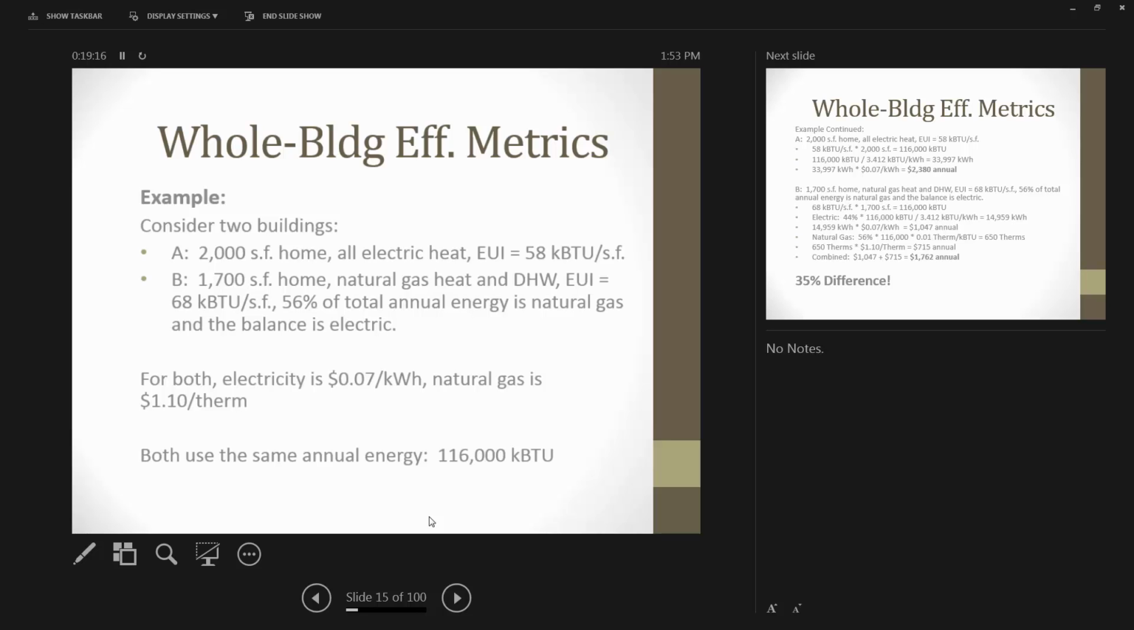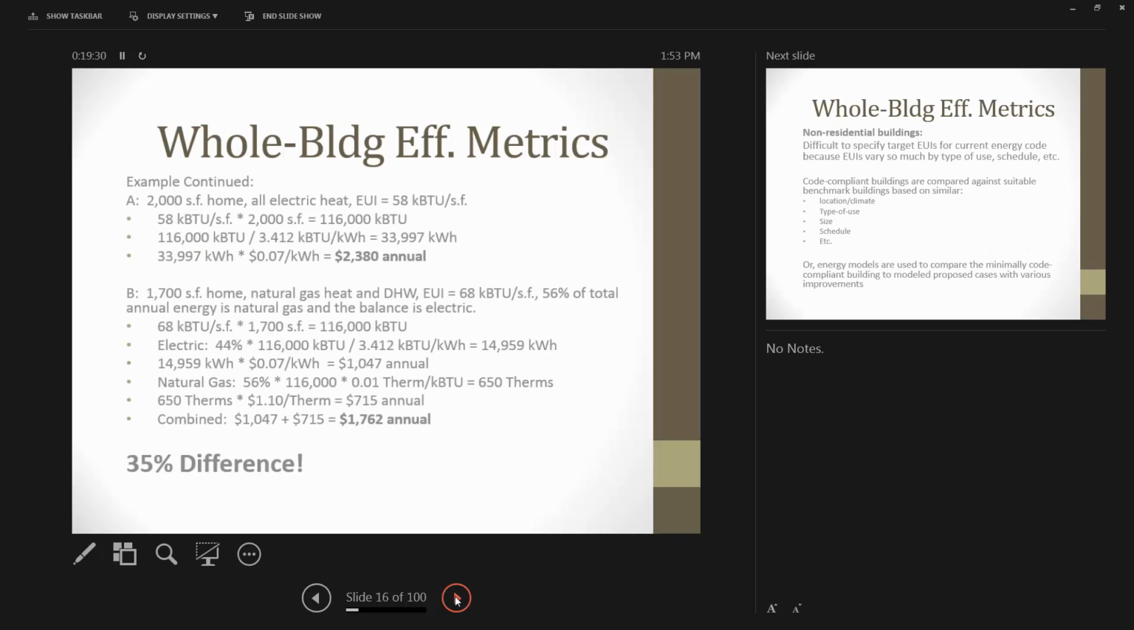So based on these two houses, we've got 2,000 square feet and 1,700 square feet, and the smaller house is less efficient. If they both use the same annual energy, this is where we get into the cost part of it. Using the 7 cents a kilowatt hour and $1.10 per therm, take our 2,000 square foot house. It's got an EUI of 58, 58 times 2,000 square feet, 116,000 kilo BTUs. It's all electric, and so we convert that.